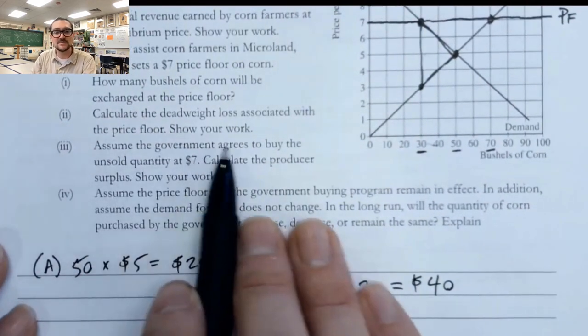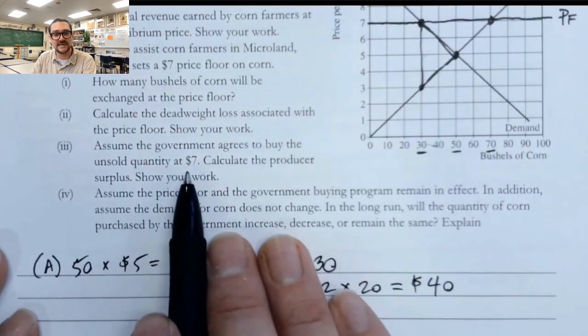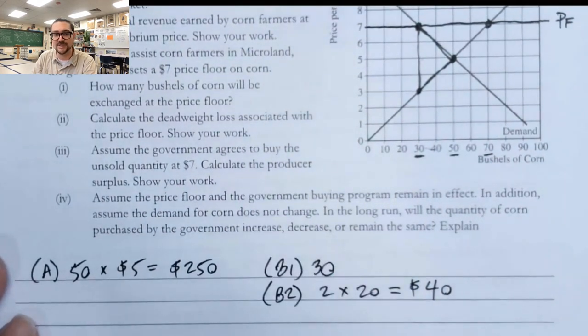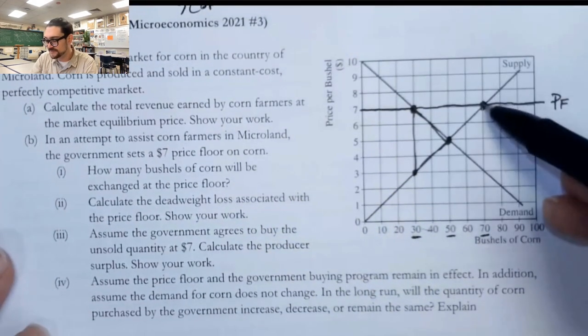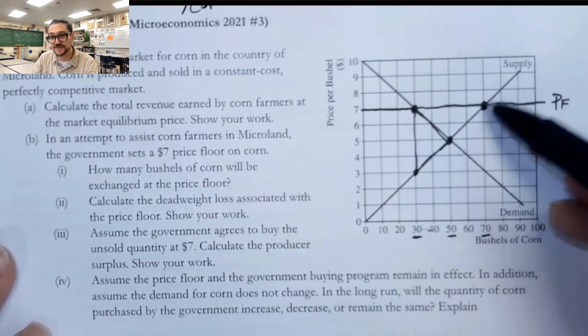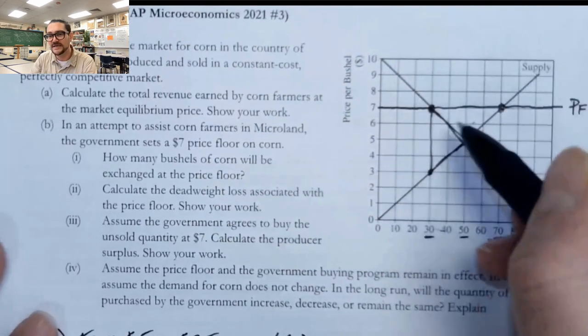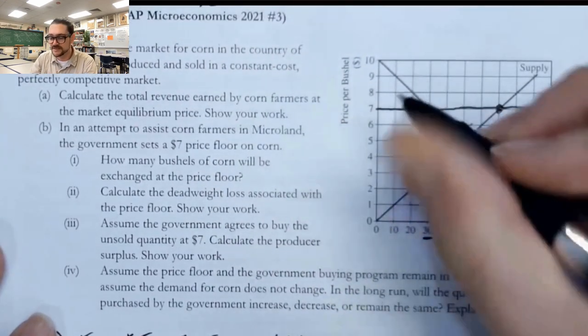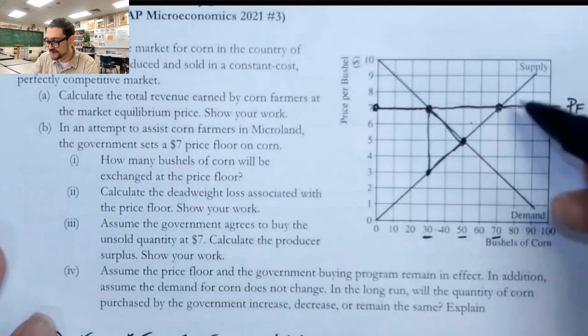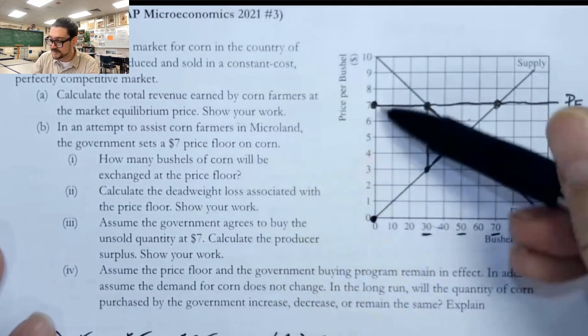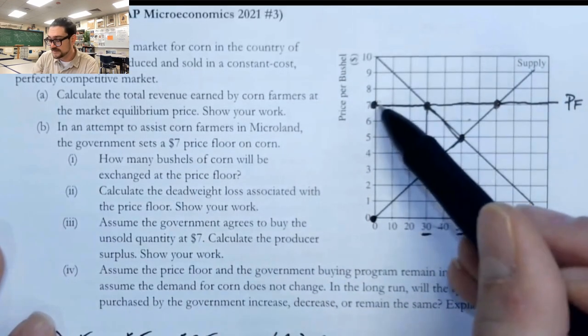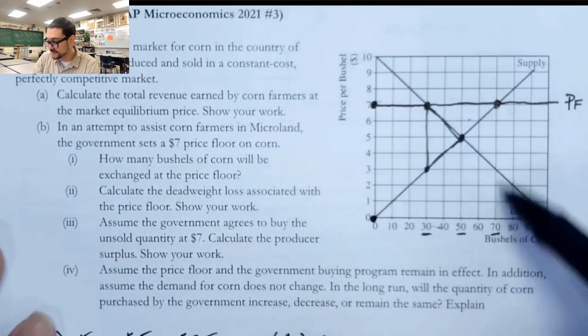Now it says assume the government agrees to buy the unsold quantity at $7. Calculate the producer surplus, show your work. So if we know that they're actually buying this amount right here, the number of transactions that's actually happening is 70, and the farmers are getting $7, then we actually find the producer surplus from this point all the way down to that 0 point all the way up here. So the height of the triangle is 7, and the base of the triangle goes all the way over to 70.